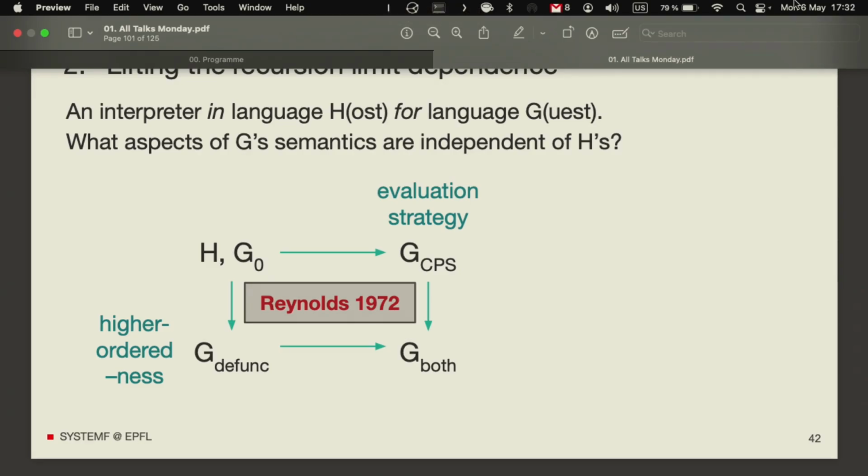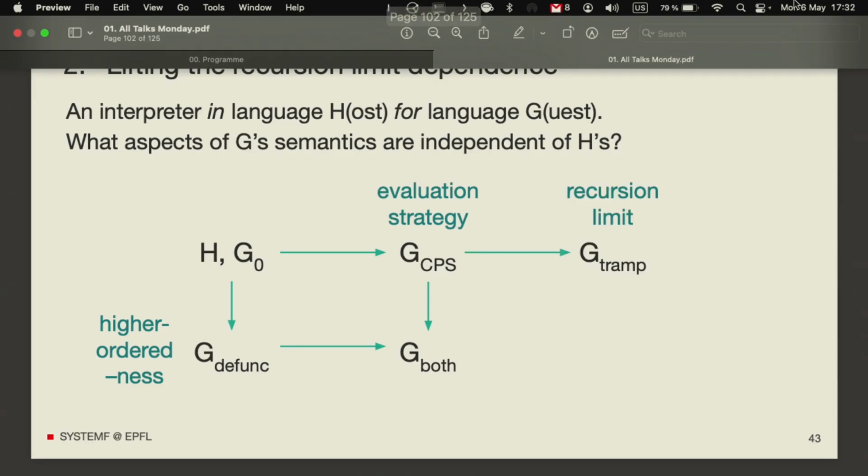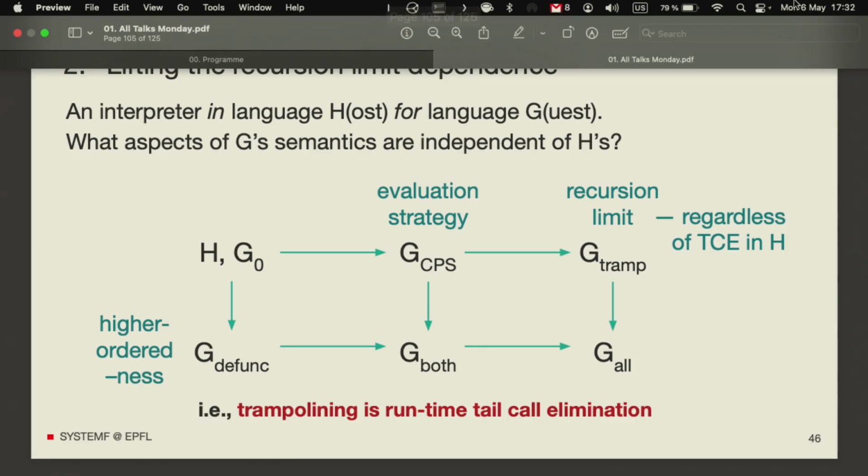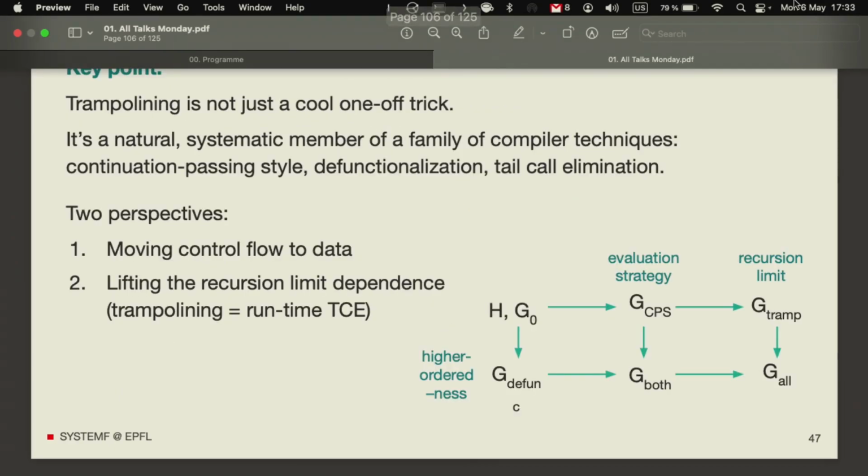But something people don't talk about as often is that if you want to make the recursion limit independent, just do trampolining on top of CPS. And then, of course, you can do all three transformations, and it's independent of H, the host interpreter language, on all three axes. This is regardless of whether or not H does tail call elimination. You might argue that CPS is all tail calls, so it should be independent. But no, actually, if H doesn't support tail call elimination, then you need to do the further step of trampolining to actually get this to work. Yeah, and so trampolining is runtime tail call elimination. That's my second perspective.